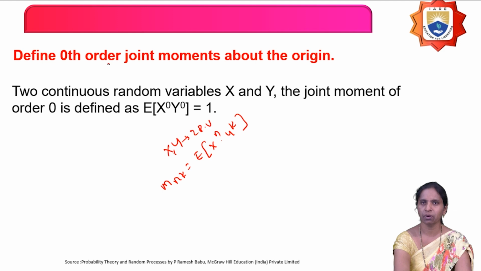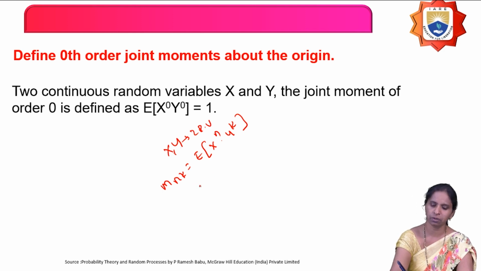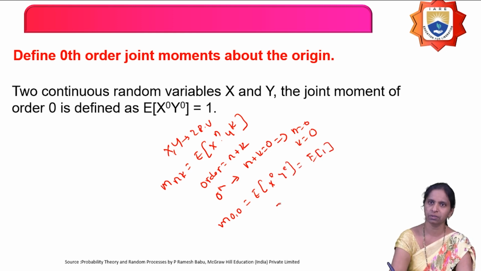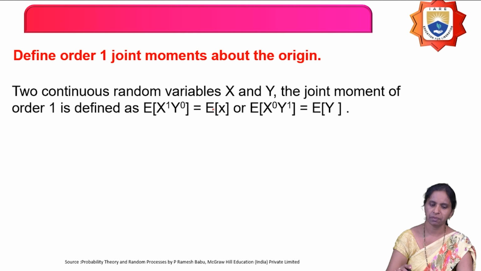Now we have to calculate the zeroth order. What is order here? Order is equal to n plus k. So for zeroth order, you have to take n plus k equals 0. When can you apply n plus k equals 0? When n equals 0 and k equals 0. Therefore, m0 0 is nothing but expectation of x power 0 into y power 0, nothing but expectation of 1. What is the expectation of any constant? The constant itself. Therefore, the zeroth order moment about the origin has a value equal to 1, nothing but unity.